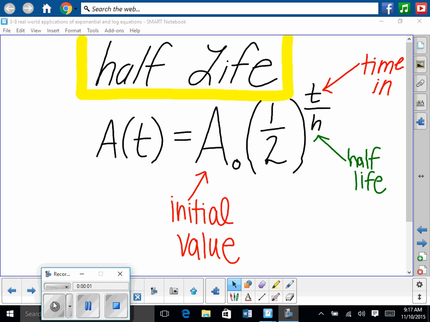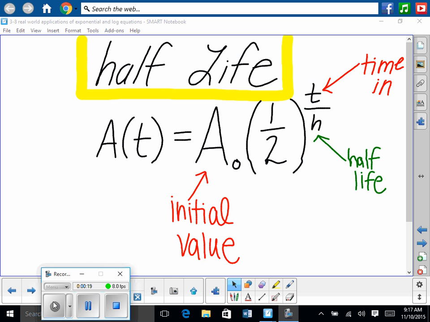Here's the formula for half-life. So A of t, we have a function of time. Half-life is time, so A of t is just like f of x, but now we have t. So a function of time is equal to a. Now this little sub-zero, a lot of people read it as naught, so a naught.